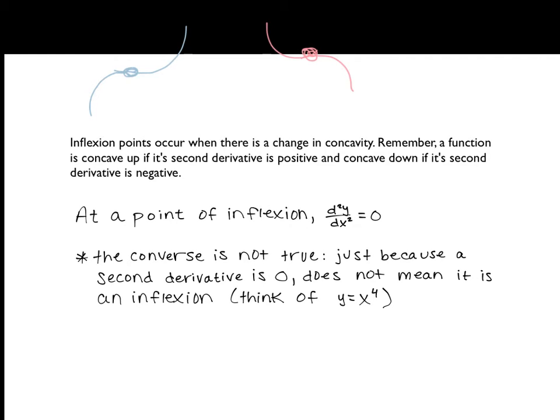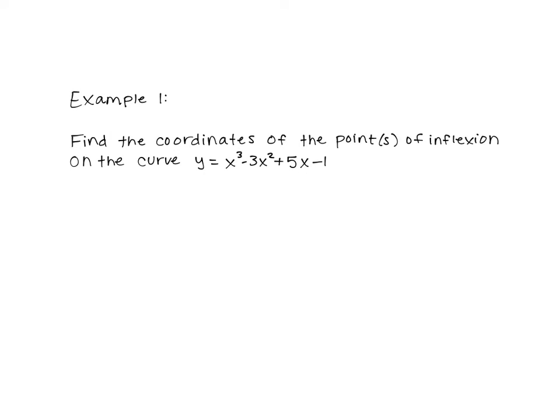Okay. And one of the examples of that is our last problem, where we had y equals x to the fourth. We had a second derivative that was zero, and so we couldn't do a concavity test, so we had to do a sign test. Okay, so this is all going to come together with some examples. So here we have our first example.